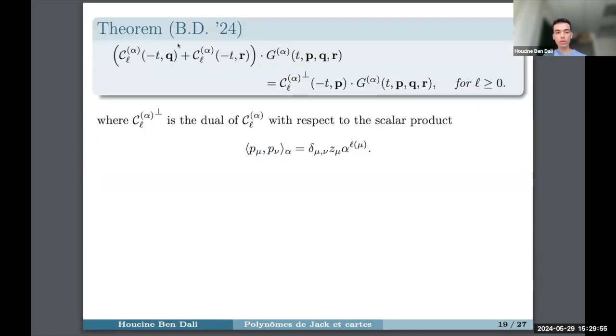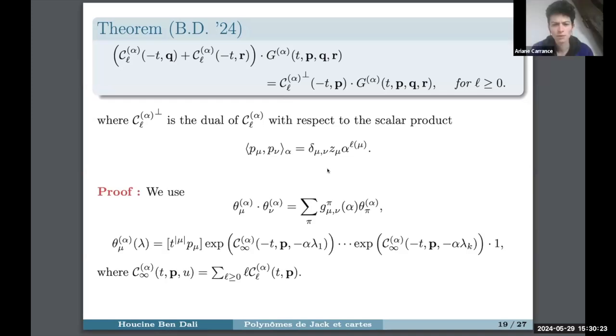And the main theorem is that this series satisfies a differential equation using these operators CL. Here, CL dual is a dual in the sense of a scalar product on the space of symmetric functions, which is an alpha deformation of the Hall scalar product. Basically, it says that the power sum symmetric functions are orthogonal. So in some sense, it's the adjoint operator? Yes, exactly. It's the adjoint operator with this scalar product.